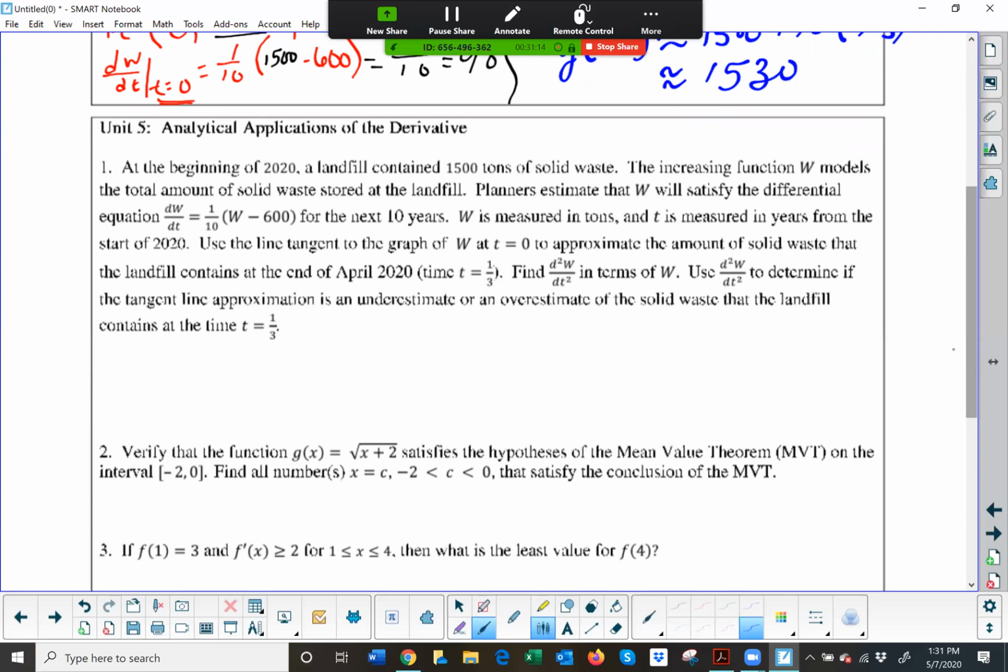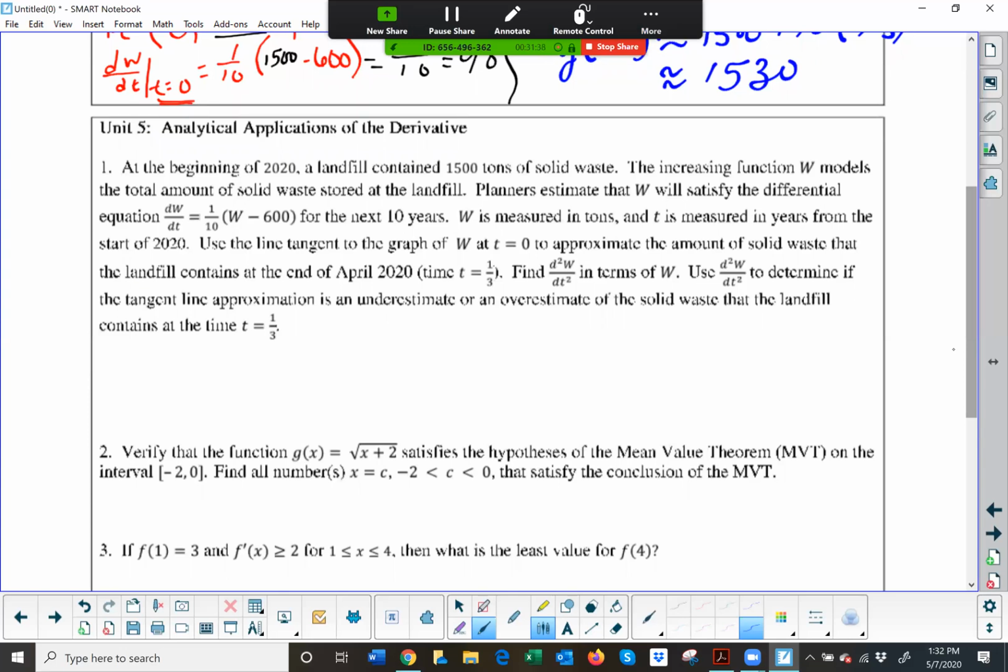All right, the next one. Taking it a little bit further with working with derivatives, this will probably get into max mins type stuff, maybe concavity too. At the beginning of 2020, a landfill had 1500. A lot of the stuff stays the same as the previous question. W is measured in tons, t is in years since the start of 2020. Use the line tangent to the graph to approximate the solid waste at time 1/3.